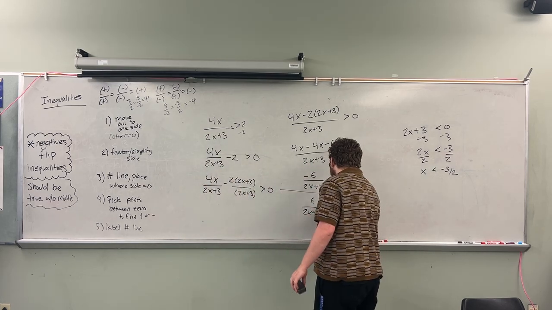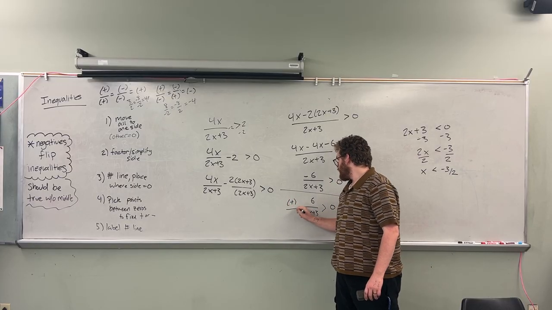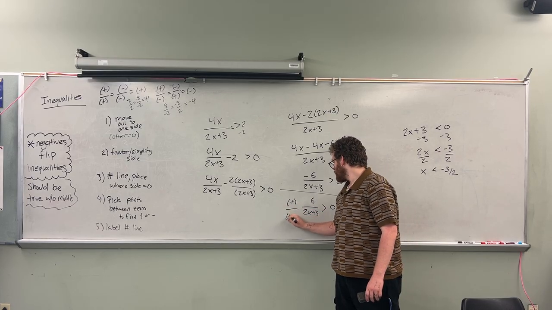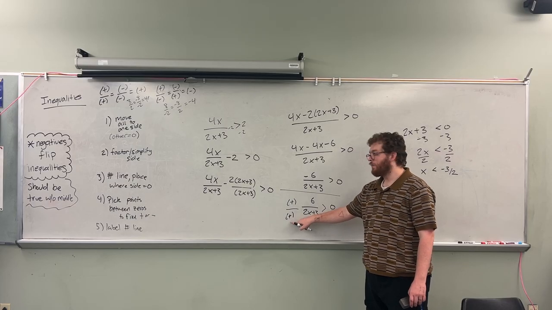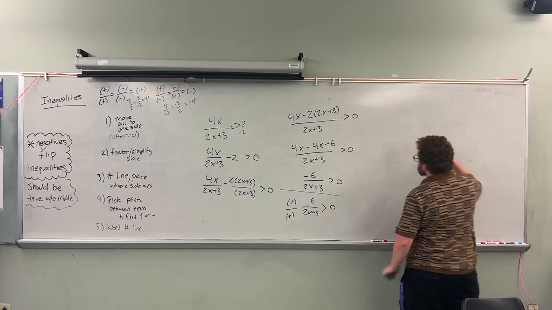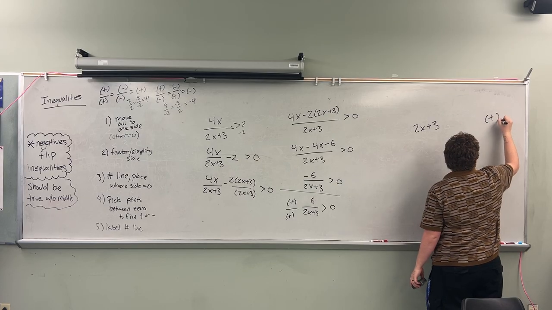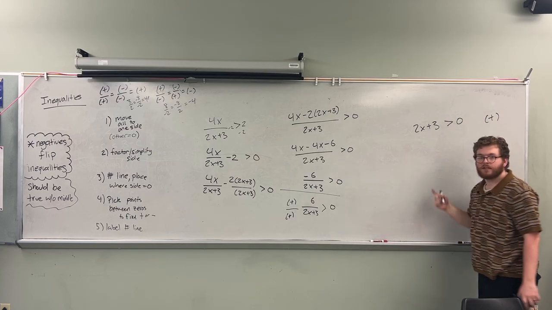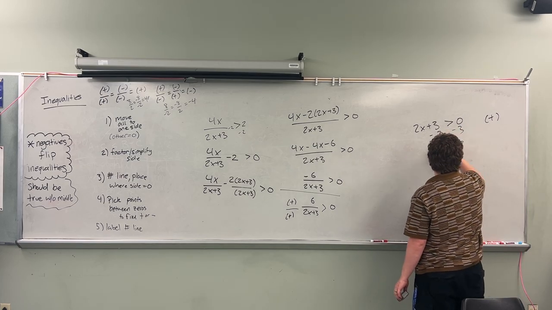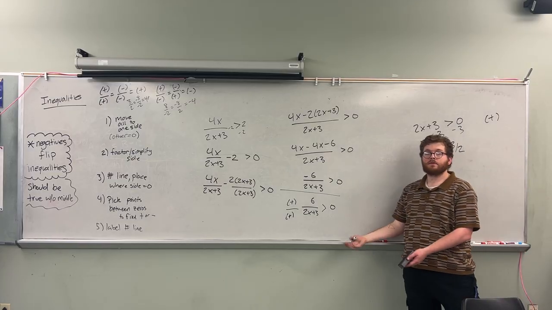If I had gotten to this point and I had this, I know this is positive. Positive divided by what is positive? Positive. So I need to look for where the bottom is positive. So 2x plus 3 being positive means it's greater than 0. Negative is less than 0, positive is greater than 0. I then just solve for x, and then that would be my answer.